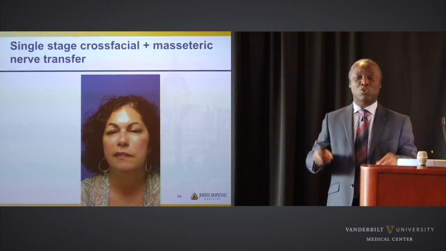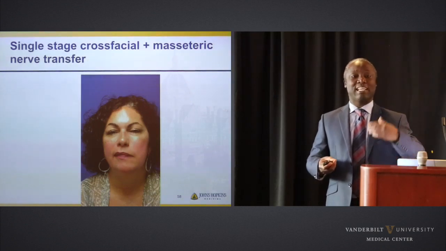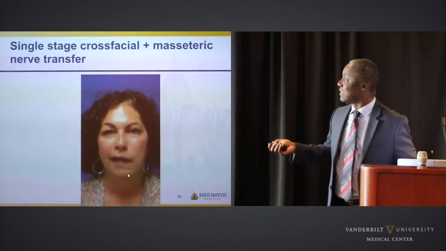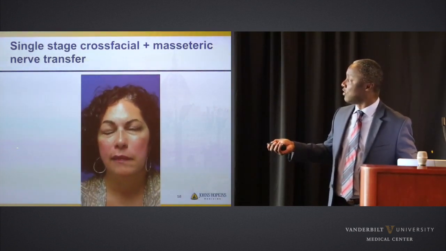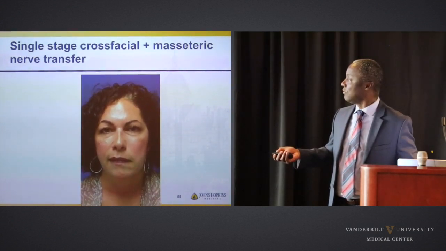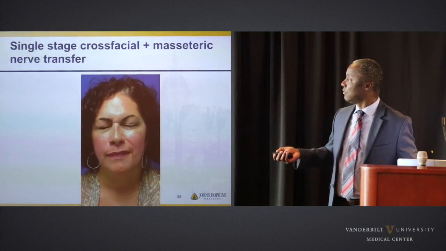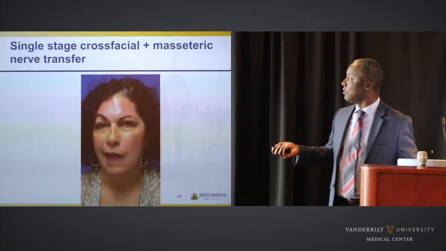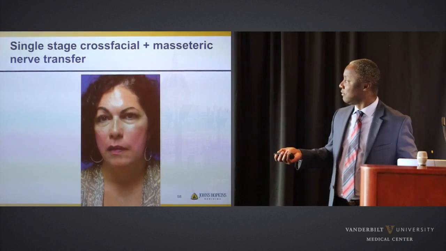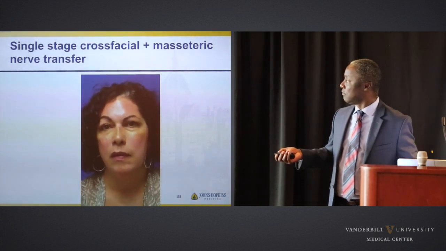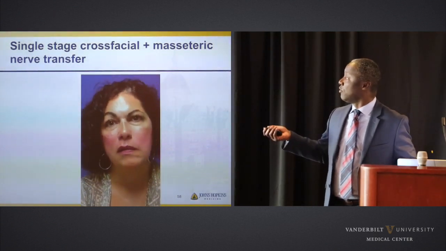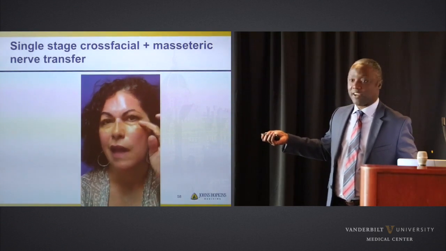But for some reason, when it's combined with masseter nerve, because the masseter gets there first and the cross-facial comes in later, you can get a very decent result. So this patient is a single-stage masseter nerve and cross-facial. This is movement from the masseter alone, and we're going to see a movement from the cross-facial alone isolated. I'll skip it. One thing I want you to note is that the lips are just very, very even.